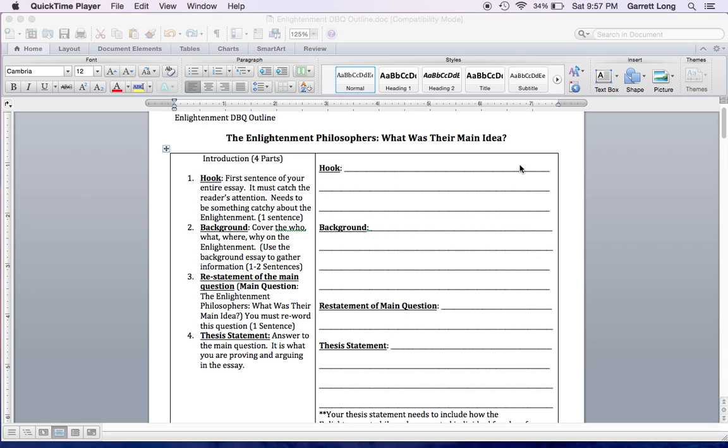So now what we are going to do is focus on our outline. We are almost finished with this entire DBQ. This is our second to last step before we actually write our 5-paragraph essay. I've already mentioned in the previous lecture that we've already done the toughest part, which is analyzing the documents.